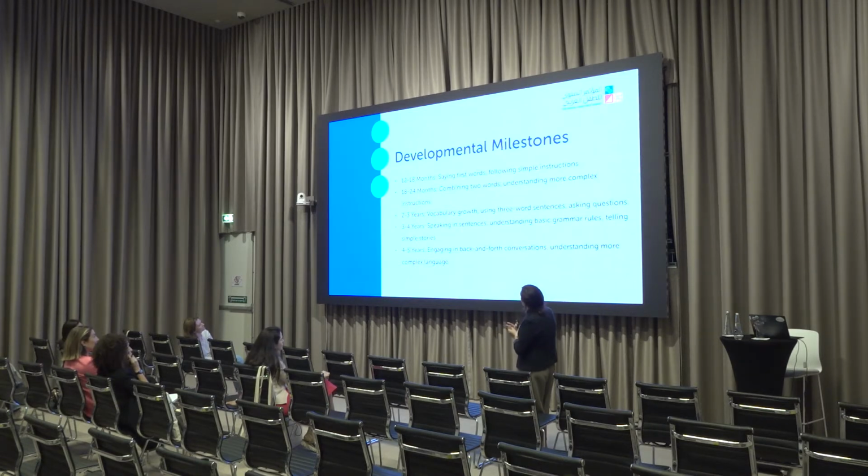3 to 4 years, this is where they start speaking in sentences, understanding basic grammar rules and tenses, but they also confuse them, like "she is eating," "he is eating," all that confusion, especially our bilingual and multilingual kids. And they start telling simple stories of things that happen with them in school, for example, in the nursery.